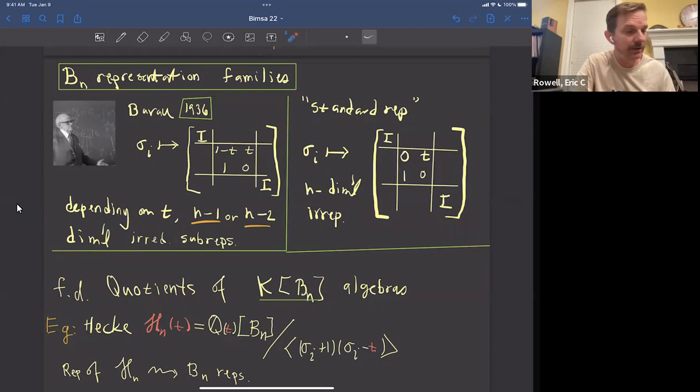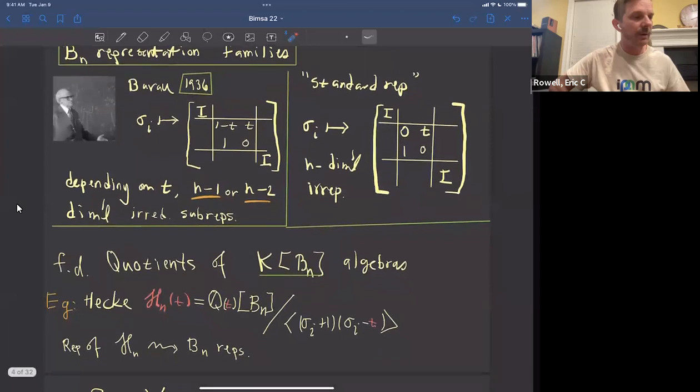Turns out this is irreducible on the nose. There's no sub-representations. So that's an interesting one as well. Another way of getting representations of the Braid group, which is maybe a little more modern, would be to try to find finite dimensional quotients of the Braid group algebra.